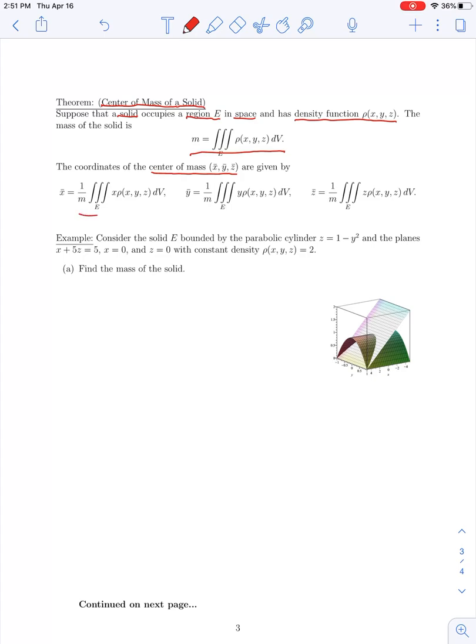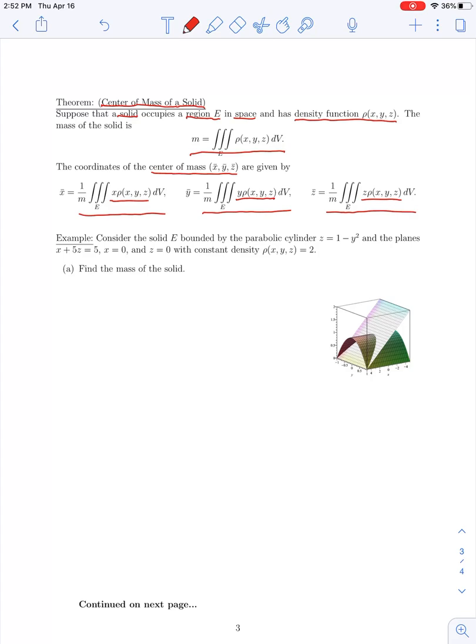So to get x bar, we would evaluate the triple integral of x times our density function over the region E, and then divide by our mass m. Similarly, to get y bar, we would have 1 over the mass times the triple integral of y times our density function. And to get z bar, we would take 1 over the mass times the triple integral of z times our density function. So let's look at an example of such a problem.